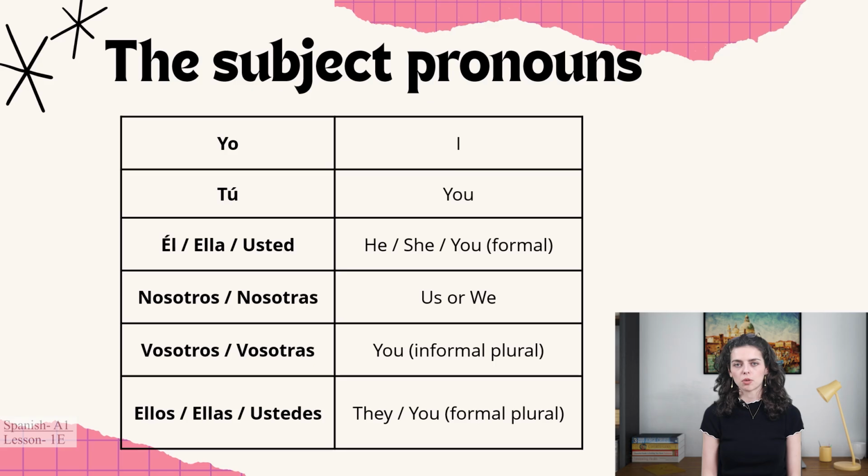The grammar now. Today we will learn about the subject pronouns, los pronombres de sujeto. They indicate who or what is performing the action, and they serve as the subject of the verb in a sentence. Let's take a look at this chart. Yo, I. Tú means you. Él, ella is masculine and feminine for he or she. And then usted is the formal version of you.